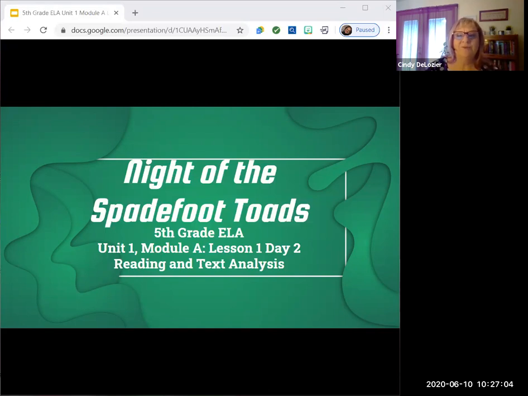One thing I do when I begin a new book is ask questions that will help me focus better while I'm reading. One question that comes to my mind is, what is a Spadefoot toad? What is the difference between toads and frogs? Another might be, how many different kinds of toads are there? Where is their natural habitat?